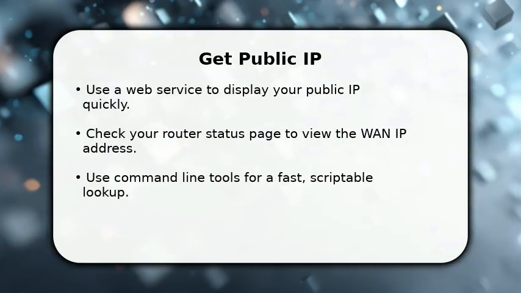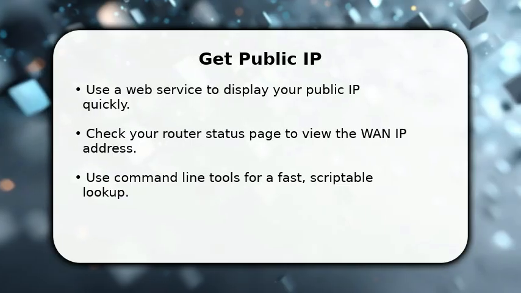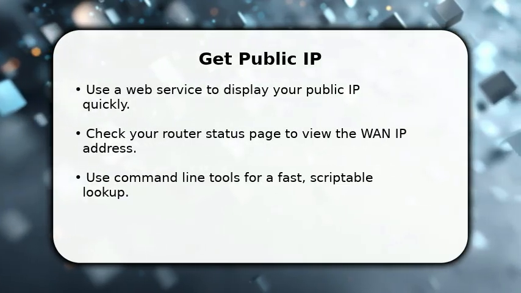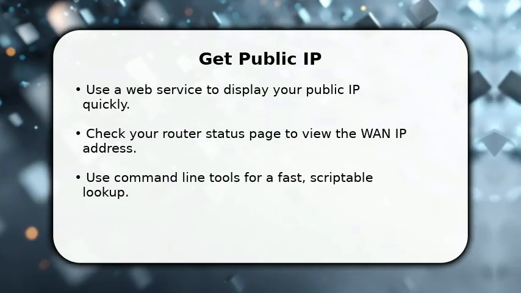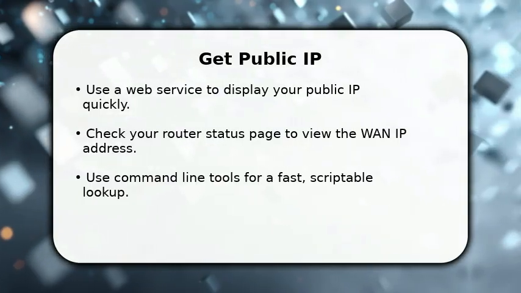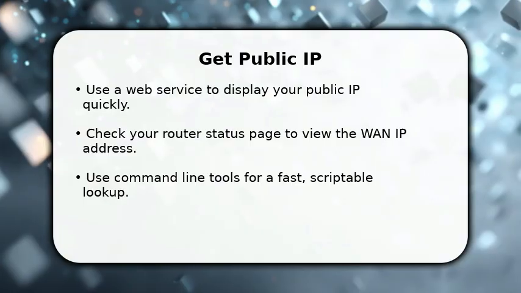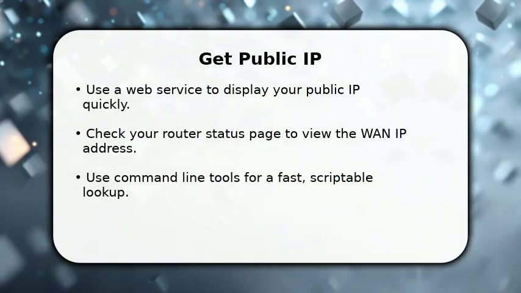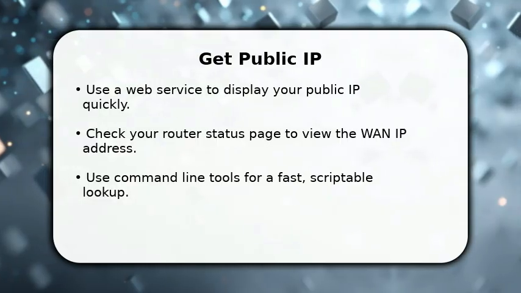In this video, I will show how to get your public IP updated. Open a web browser or command line, then use a public service or your router interface to view your public IP. Try web services, ISP pages, or command tools like curl or dig against reliable endpoints.